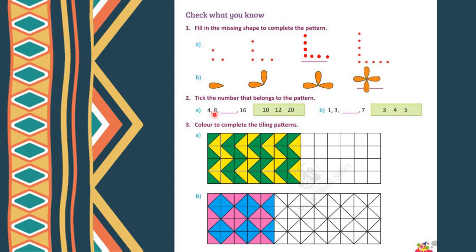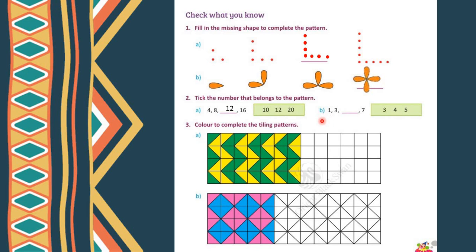4, then second multiple is 8, then a blank is given, then fourth multiple is 16. That means first multiple of 4 is written, second multiple of 4 is written, then fourth multiple of 4 is written. That means the third multiple of 4 is missing. So which is the third multiple of 4? We know that 12 is the third multiple of 4. So we will write 12 here.